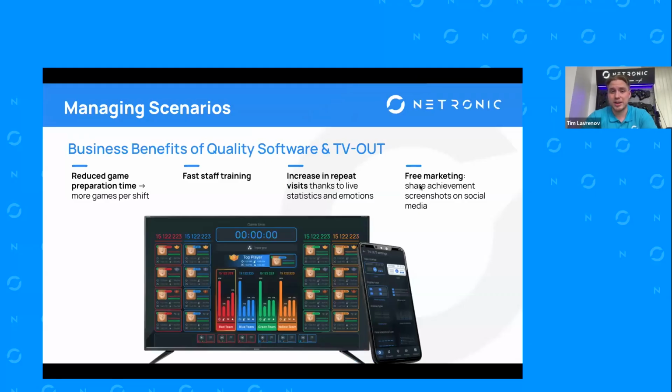Talking about the software quality, by the way, it's very important when it comes to the setup time, because if you have good software, it's very, very easy to start the game.